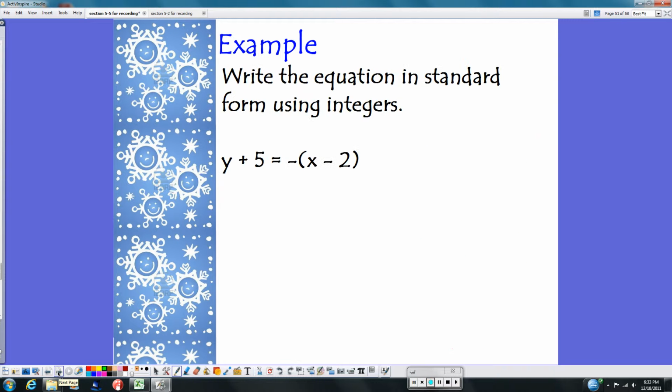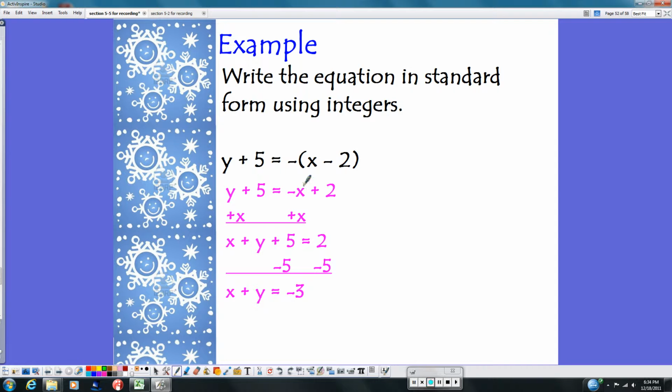Let's take a look at this one. Again, I like to distribute first. So I'm going to take this negative and distribute it to both of my numbers. So I have negative x plus 2. I've got to get x over here with y, so I have x plus y plus 5 equals 2. Now I've got to get rid of this number, so I subtract 5 from both sides, so I have x plus y equals negative 3.